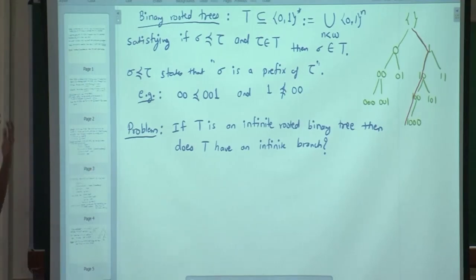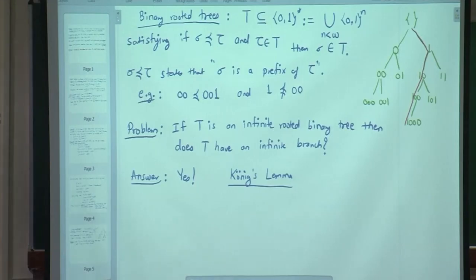Because this is an application of the completeness theorem. We are going to prove this statement using logic. But it's not directly an application of the completeness theorem. We have to go via the compactness theorem. So on the next slide, the answer is yes. And this is called Kœnig's lemma. Okay, and we are going to prove Kœnig's lemma.